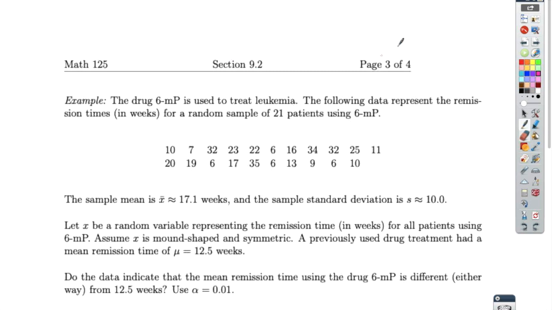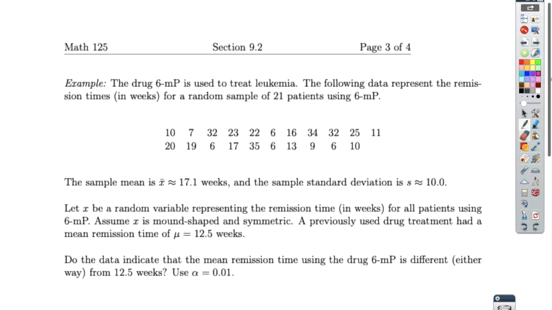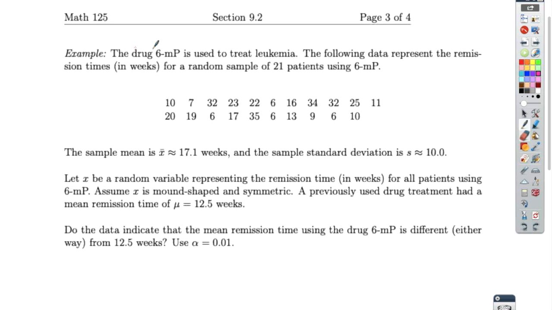Okay, so let's see this in action. The drug 6-MP is used to treat leukemia. The following data represent the remission times in weeks for a random sample of 21 patients using this particular drug. So these are basically a number of weeks.